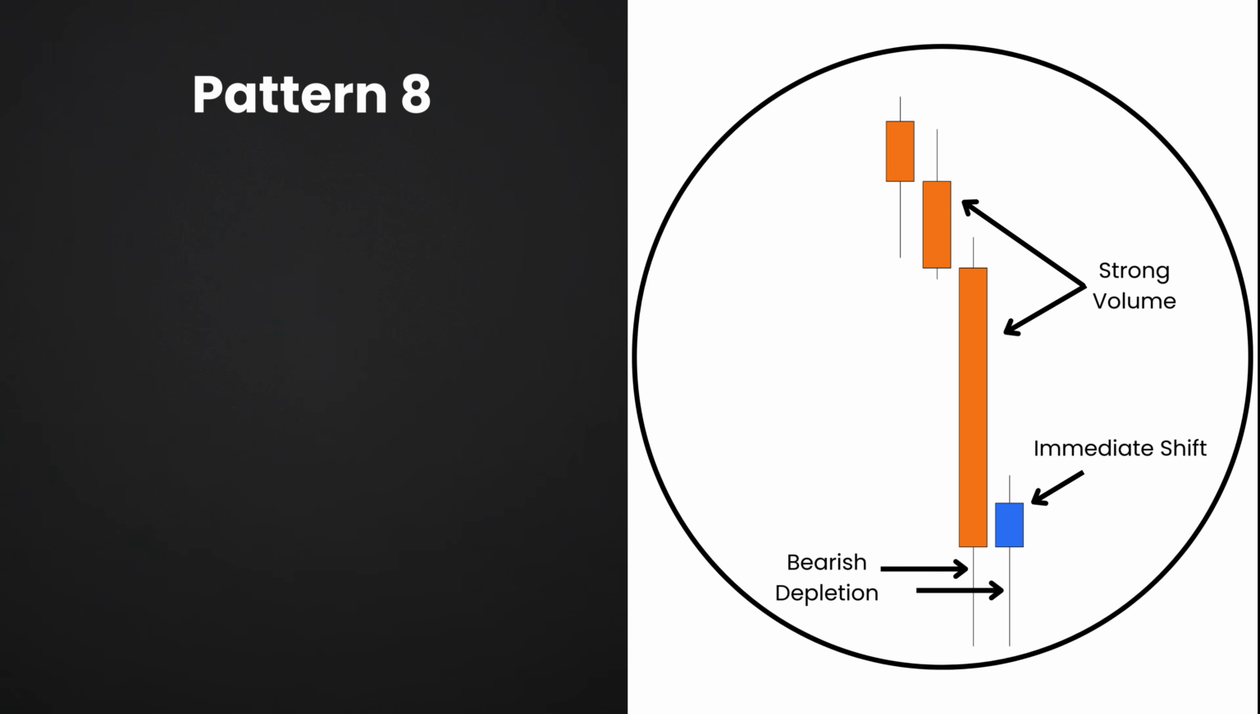That is not strength. That is depletion. The sellers have spent their energy. And the market tells you immediately, the very next candle shifts bullish. That's not random. That is what we call order flow changing hands.